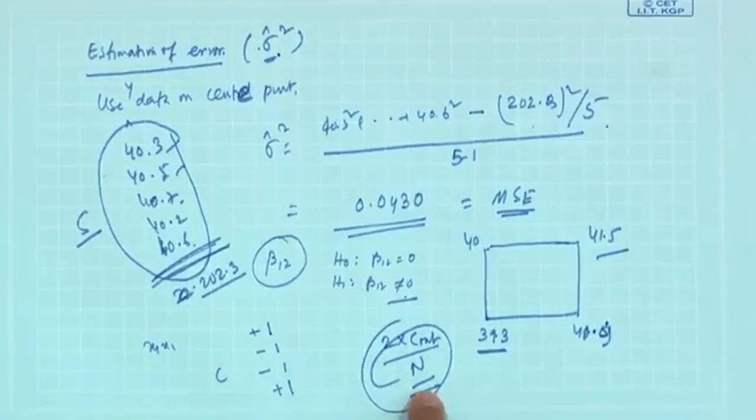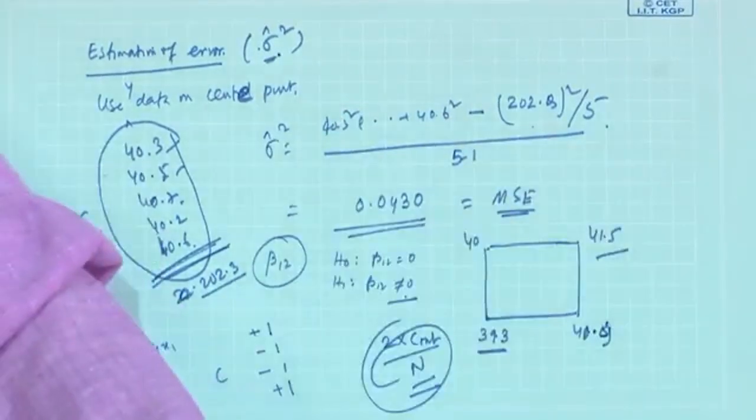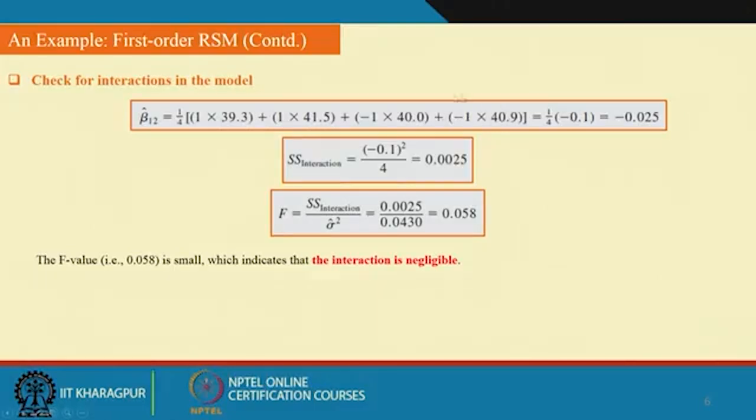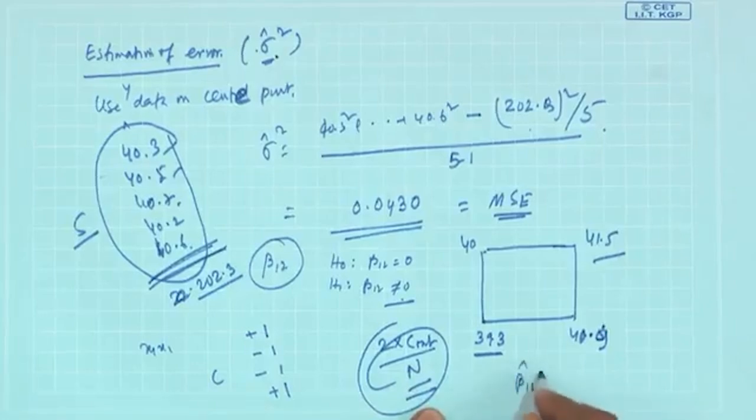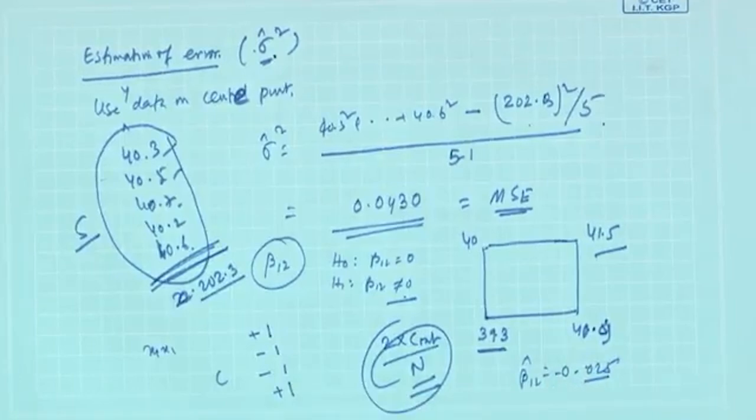Okay. So, using this contrast, or the other way, these two, see what is happening, 1 by 4 of this, so 39, 41, 40, and this will give you 1 by 4 into this. Because what is your contrast? Contrast is this one in between, and you are estimating the regression coefficient, which means effect by 2, that is why instead of 1 by 2 it is 1 by 4. So, beta 1 2 cap is 0 point minus 0.025. Okay.